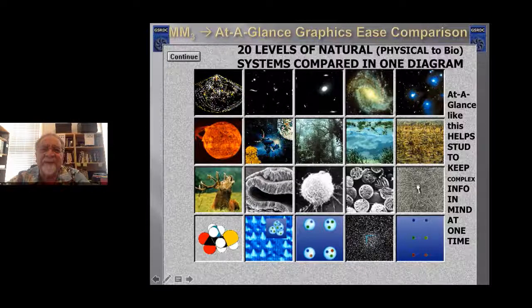So 20 levels of natural system all at one time. And we use this actually, they could click on any one of these and find out why it was one of the hierarchical levels. And that's at a glance. You see the whole universe at a glance.